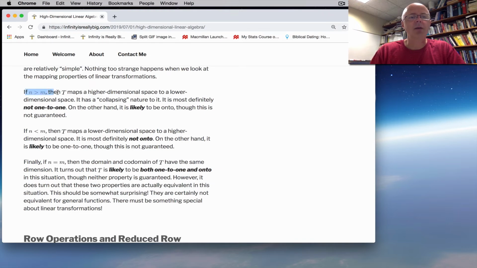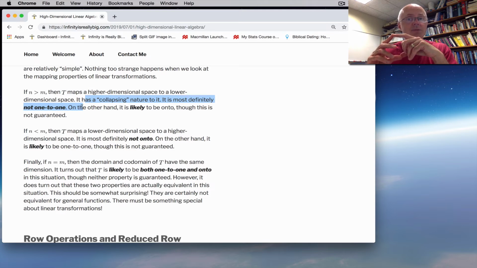If n is bigger than m, T maps a higher dimensional space to a lower dimensional space. Rn was the domain and Rm was the codomain. It's got a kind of collapsing nature to it. It's going down in dimension. It's most definitely not one-to-one. You're going to have points in the domain that get mapped to the same point in the codomain. In fact, there'll be more than one point in the kernel of T, the null space of A, that get mapped to the zero vector. On the other hand, it will turn out to be likely to be onto, though that's not guaranteed. As a trivial example that's not onto, you could map every vector to the zero vector.